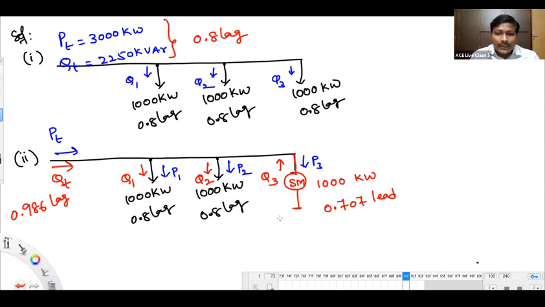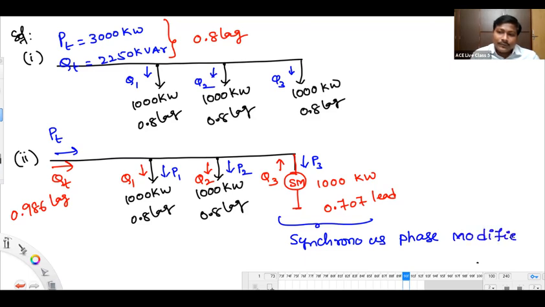Okay. So this is going to be called a synchronous phase modifier, or you can say phase advancer. Synchronous phase modifier, else you can call it synchronous phase advancer. What's the definition of this one? It's a synchronous motor, definitely overexcited. Overexcited synchronous motor having some mechanical load on the shaft.